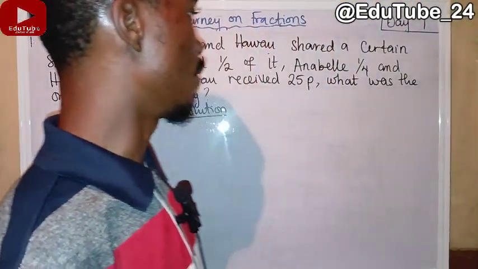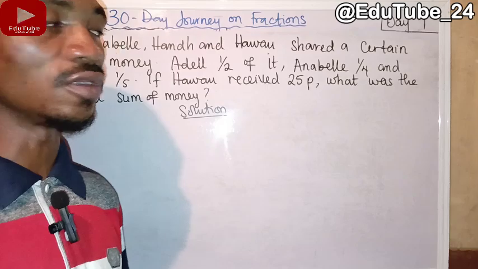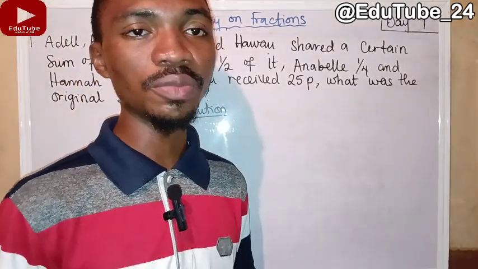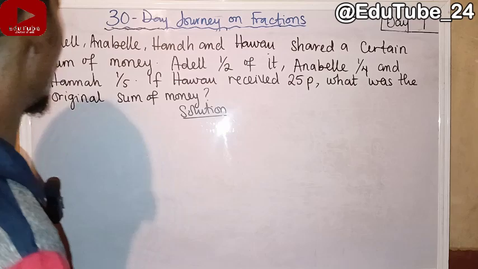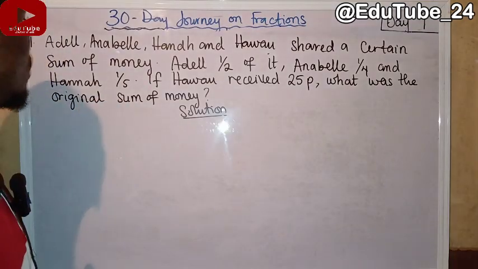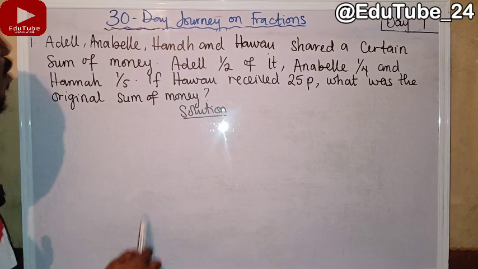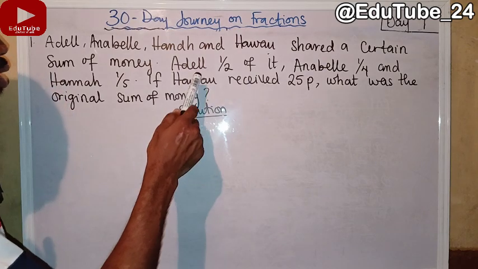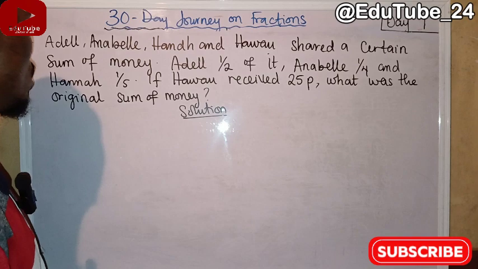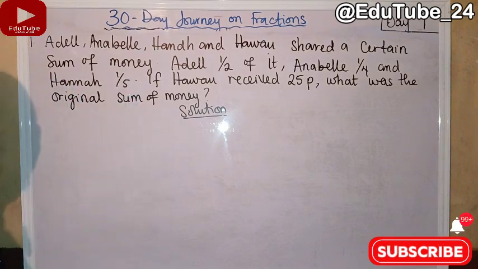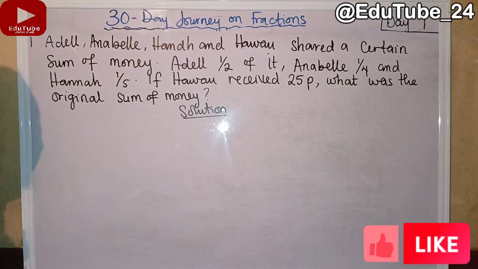Okay, so our first question for today, basically all our questions for today, is going to be all about sharing between a group or number of people. The first question says, Adele, Annabelle, Anna, and Awal shared a certain sum of money. Adele received half of it, Annabelle 1/4, and Anna 1/5. If Awal received 25 pence, what was the original sum of money?